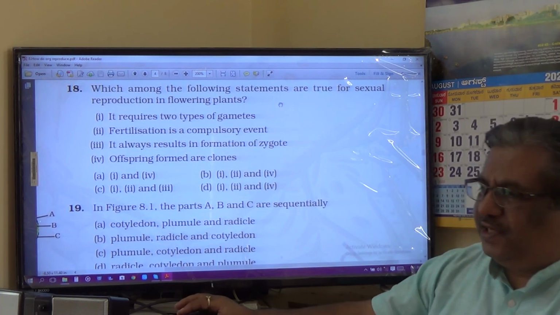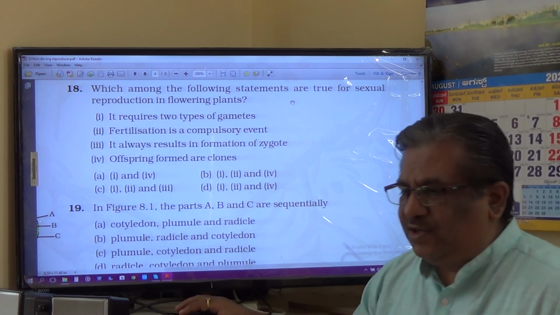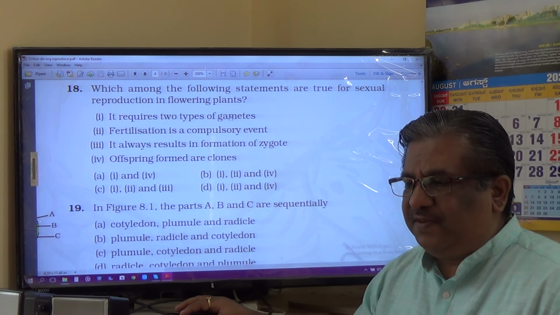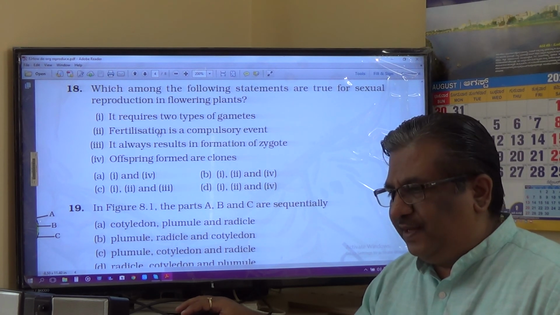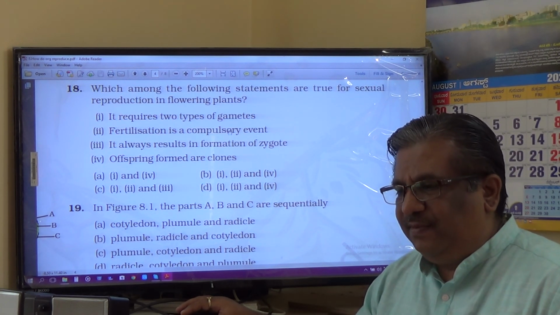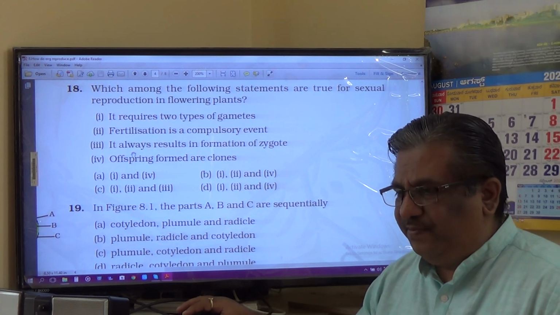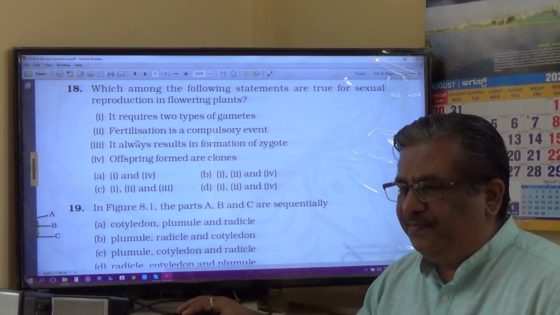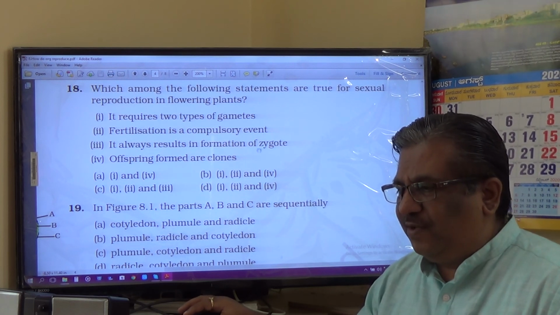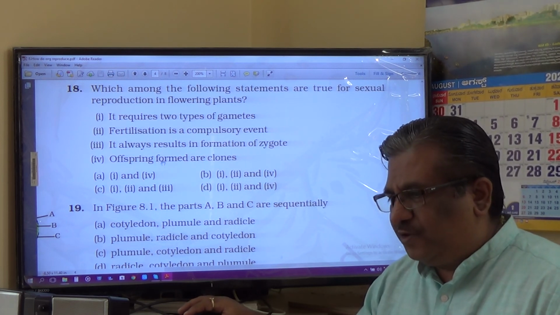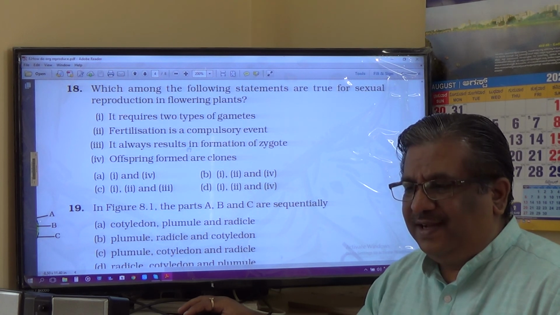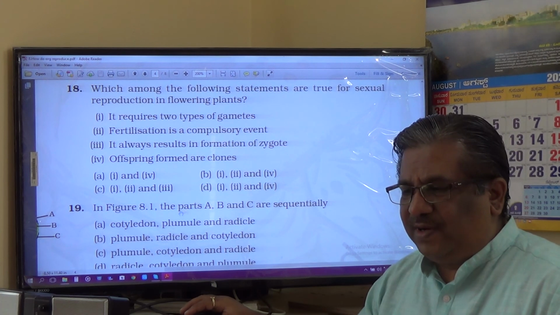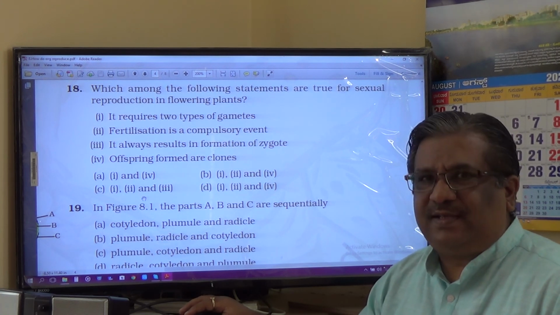Which among the following statements are true for sexual reproduction in flowering plants? It requires 2 types of gametes. True. Fertilization is a compulsory event. We don't know, let's see. It always results in formation of zygote. Yes. Offspring formed are clones? Offspring formed are not clones. So 1, 2, 3 is what I think it should be. Answer C, 1, 2, 3.